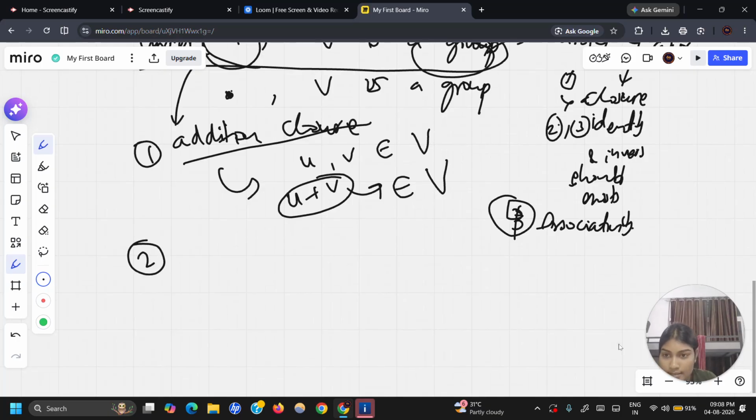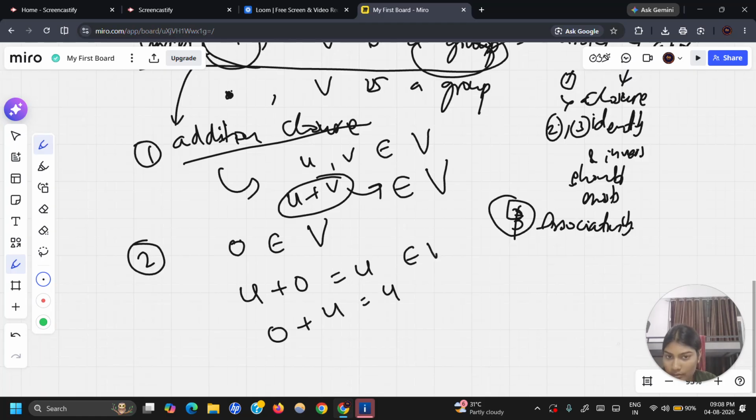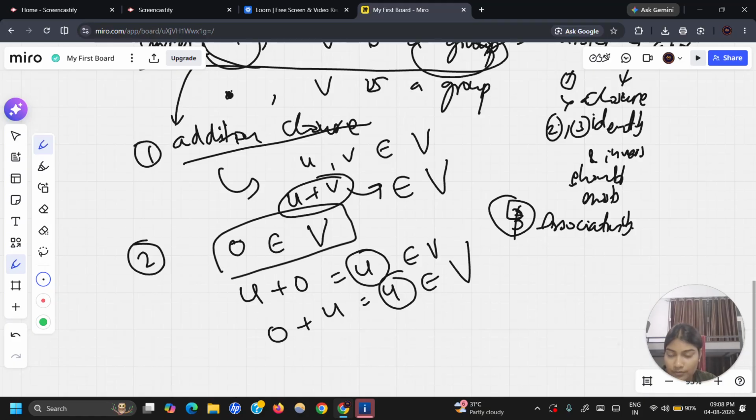The second thing is that identity should exist. If we consider 0 belonging to the vector space, whenever a vector is added with 0, it gives the same vector, either way. We know that small v belongs to capital V, which is the vector space. So we can say that this 0, the identity, exists.